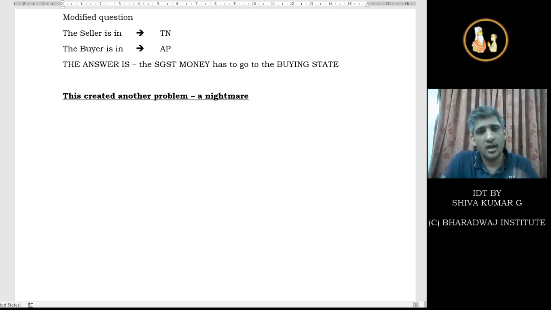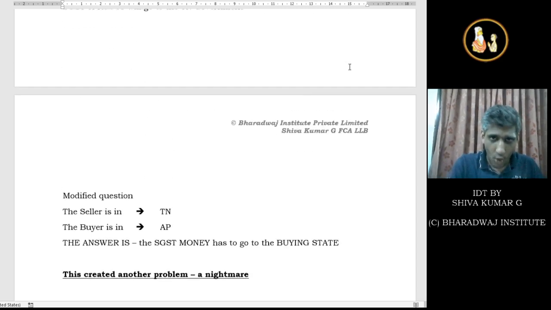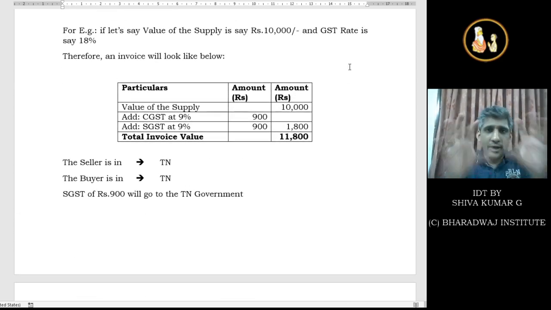So like this, the money should go to which government? Selling government or buying government? We said buying government. This created another problem. What is the problem? Now, again, go here. Try to understand. Tell me, who should pay the tax to the government? Who should pay the tax to the government?